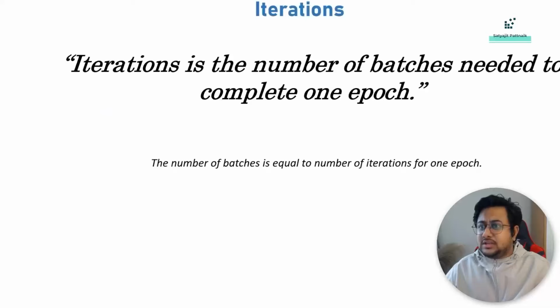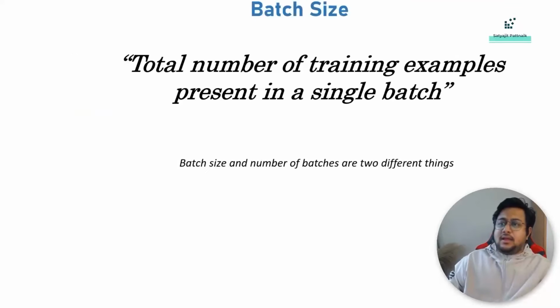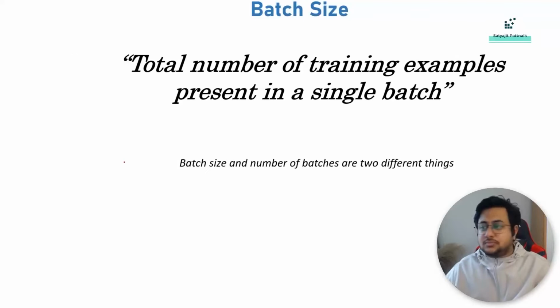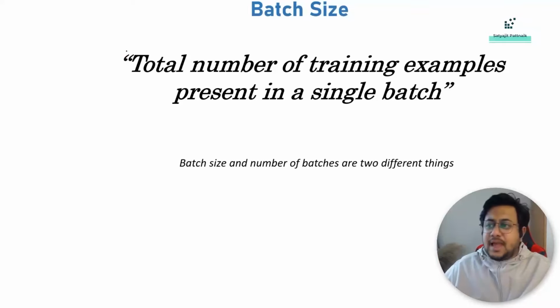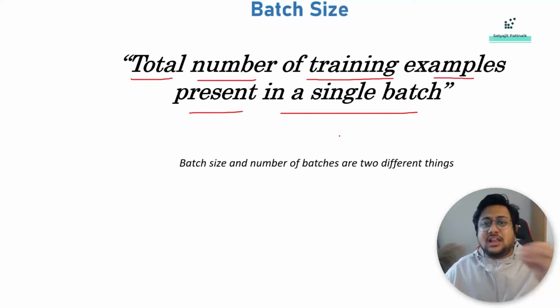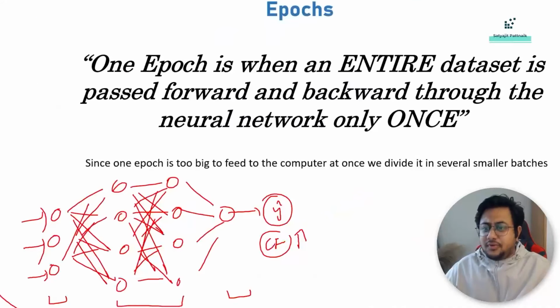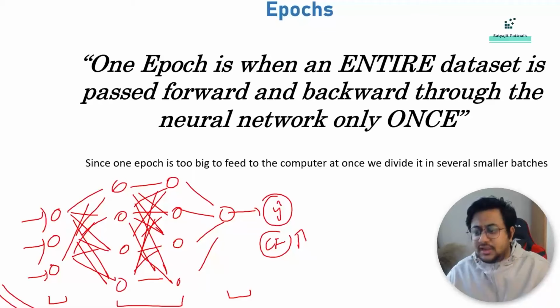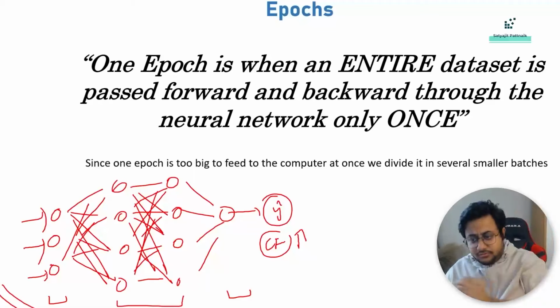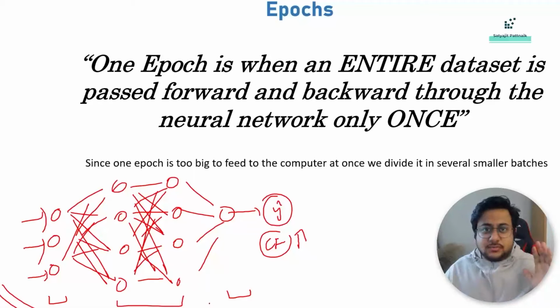Iteration, if I just quickly jump onto iterations. Before iterations, we'll talk about batch. Now, what is batch? Batch is the total number of training examples present in a single batch. That means if you are passing the data, the first flow is the first batch.